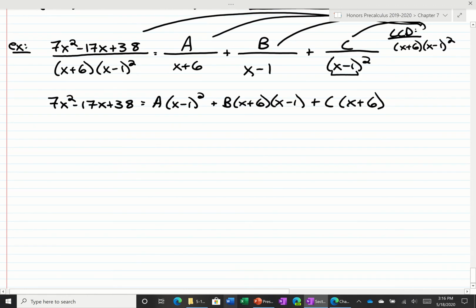All right, so now we're going to have a lot of distributing to do, but that's the way that it works here. This will be a times x squared minus 2x plus 1 plus b times x squared plus 6x minus 1x, and then plus cx plus 6c.